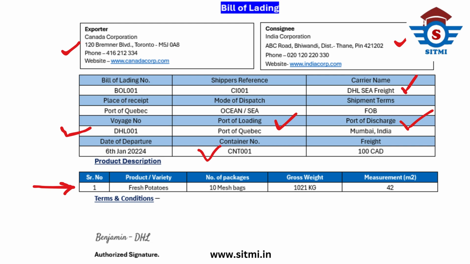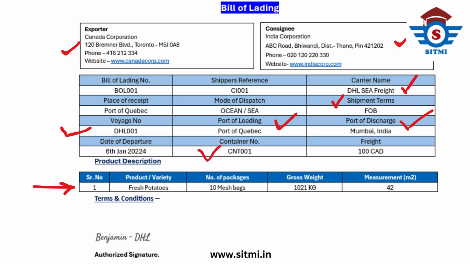The sixth point is the port of loading and the port of discharge. The bill of lading specifies the ports where the goods are loaded onto the vessel or vehicle and where they will be unloaded at the destination, which is the port of discharge.